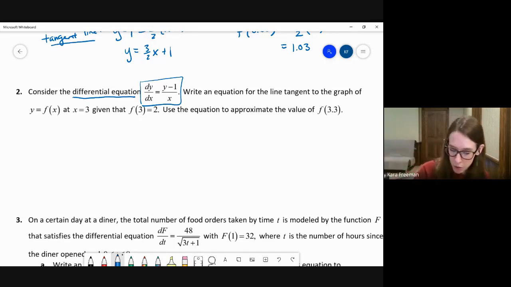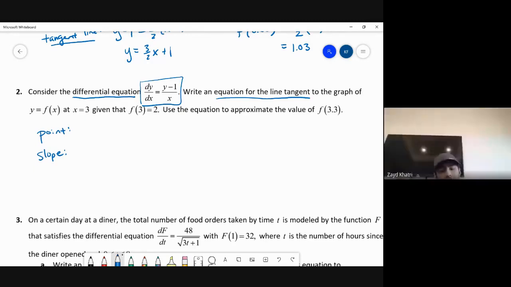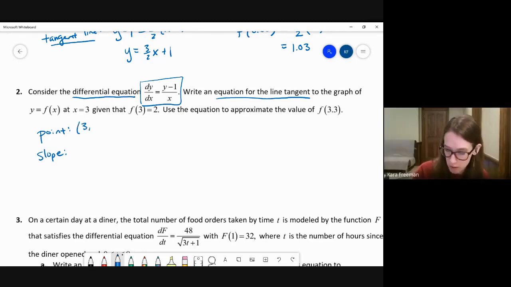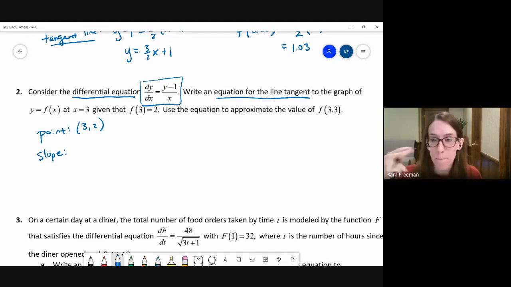So let's review. If I want the equation of a tangent line, I need a point and I need my slope. Do they give us the point? 3, 2. Perfect. They're going to have to give me the point because I don't have the actual function. All right, now the slope is the derivative evaluated at the point (3, 2). They gave me the notation dy/dx. Maintain your notation that's given.